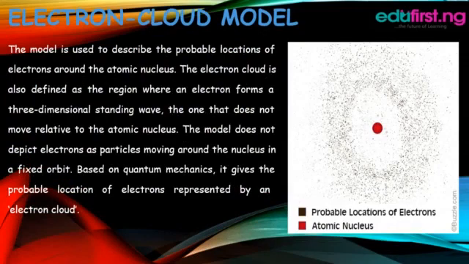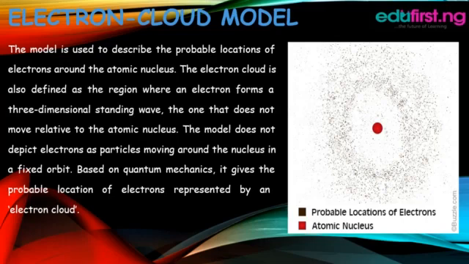Let's look at what this model says. The model is used to describe the probable locations of electrons around the atomic nucleus. The electron cloud is also defined as a region where an electron forms a three-dimensional standing wave, the one that does not move relative to the atomic nucleus. The model does not depict the electron as a particle moving around the nucleus in a fixed orbit. Based on quantum mechanics, it gives the probable location of electrons represented by the electron cloud.